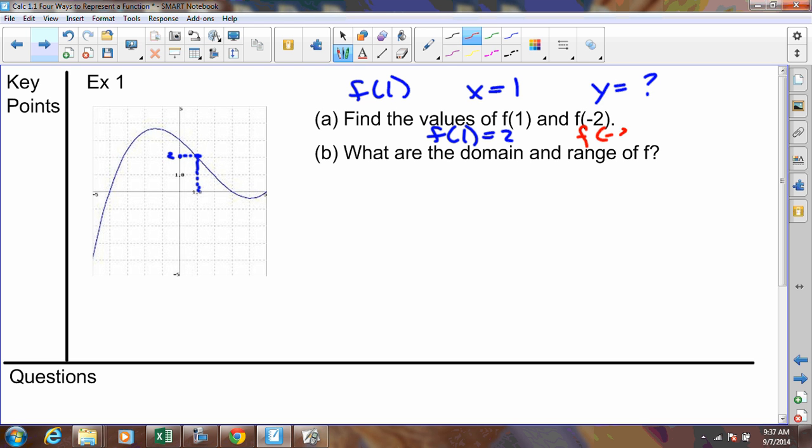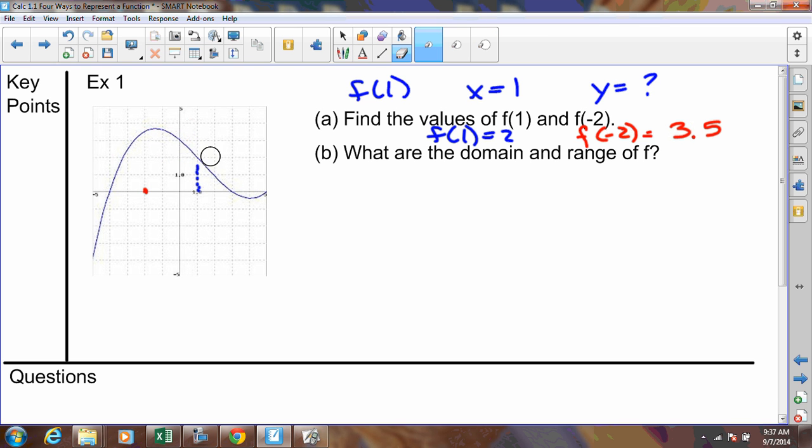Same process for f of negative 2. If we go to an x value of negative 2 and go up until we intersect the graph, we would have to say, what height is that? Do we know it with perfection? No, but we should be able to look at it and say 1, 2, 3, about 3.5. So there we go.